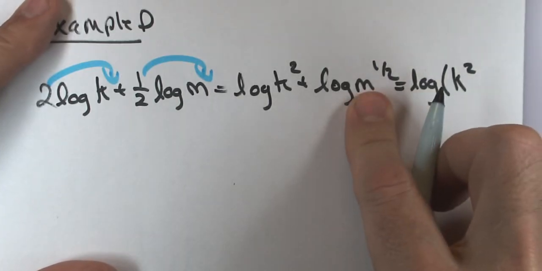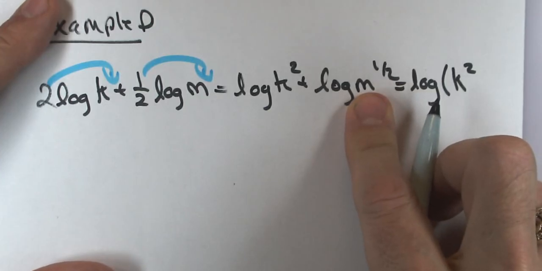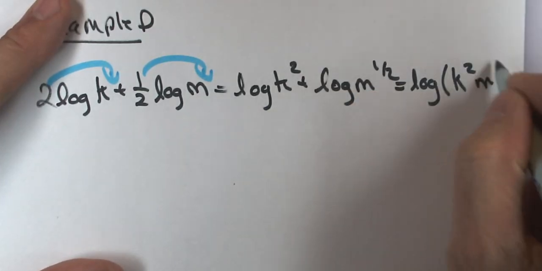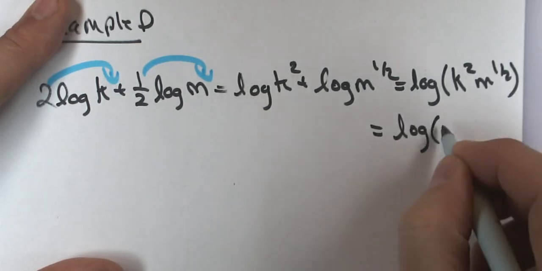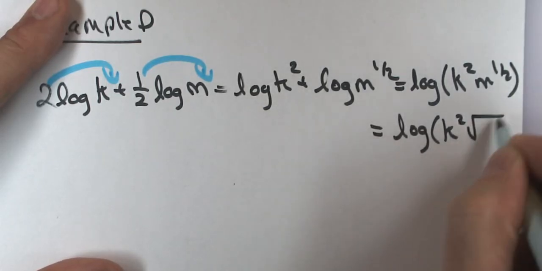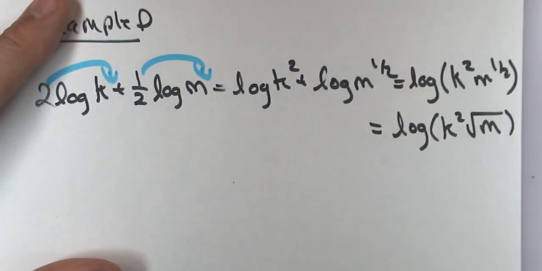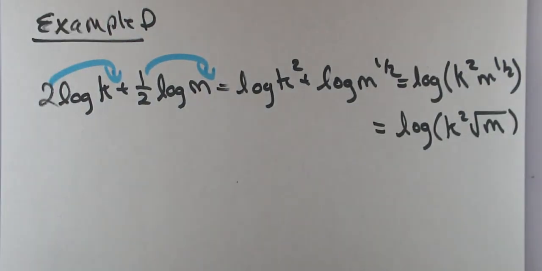Oh, nice. Showing off there. K squared m to the 1/2, or to quote you directly, k squared times the square root of m, because m to the 1/2 is the square root of m. Well done. Bonus points for Pfeiffer. Nice, nice. I like that one.